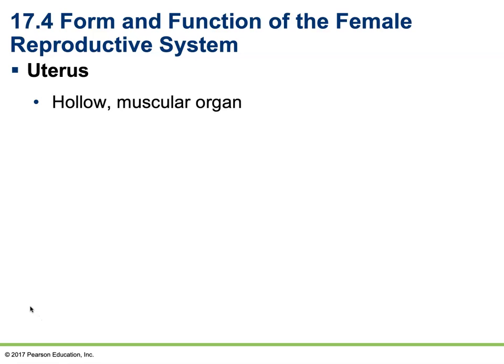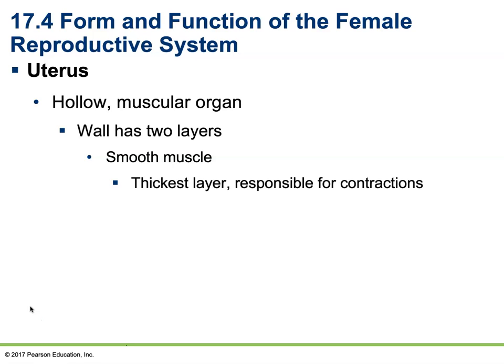The uterus is going to be our next organ. It is a hollow muscular organ that receives and nourishes the developing embryo. This wall has 2 layers. One will be a smooth muscle layer, the other will be the endometrium.